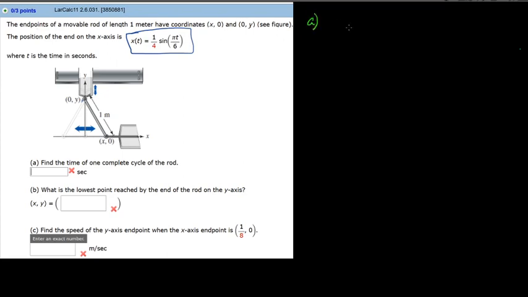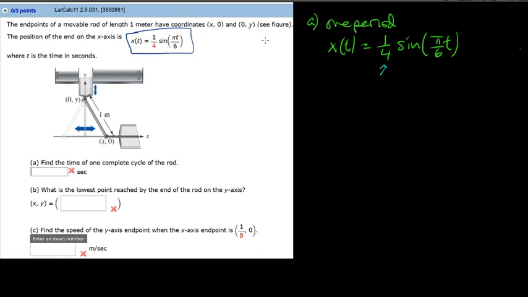This is part A. 1 period of the function x of t is equal to 1 over 4 times the sine of pi over 6 times t. Okay. So the 1 over 4 gives us the amplitude. In other words, the maximum point here will be 1/4 of a meter, and then it just goes in between negative 1/4 over here and positive 1/4 over here, and it just goes back and forth in here.